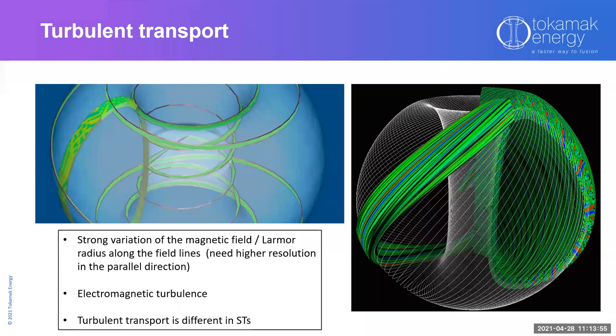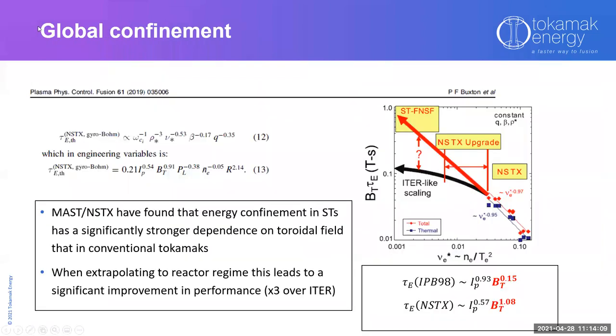And so we still wait for final results on this. But this is just to flag what you should expect will happen in a spherical tokamak compared to a conventional tokamak. Let me now go to the global confinement. And here also we have some interesting surprises.